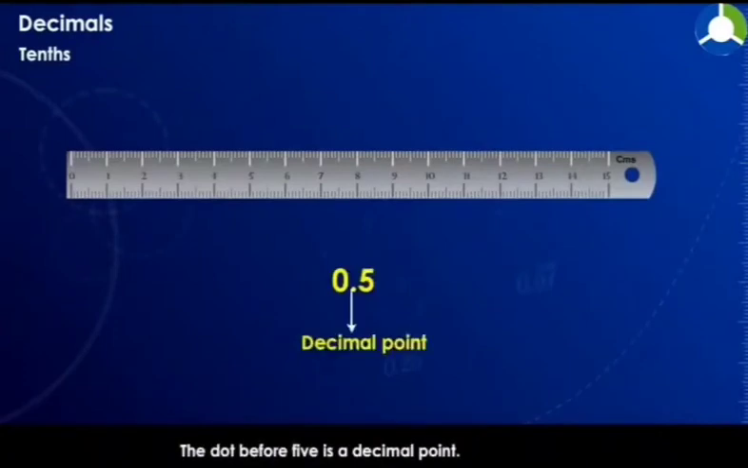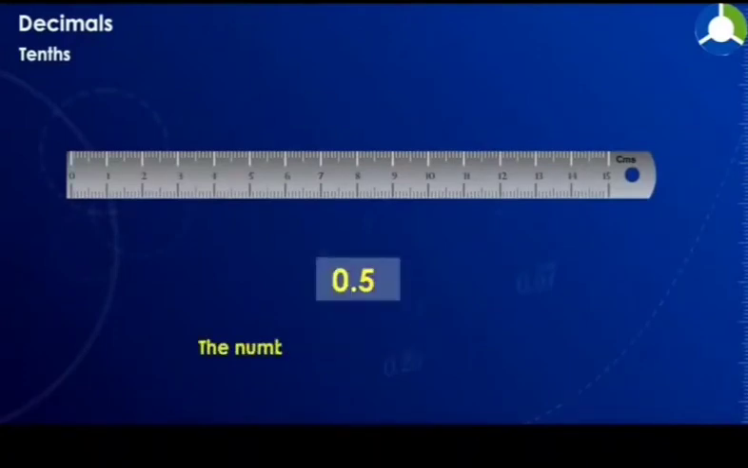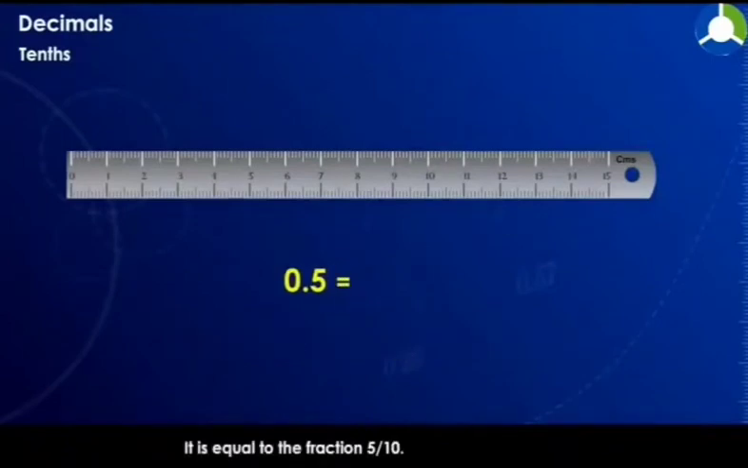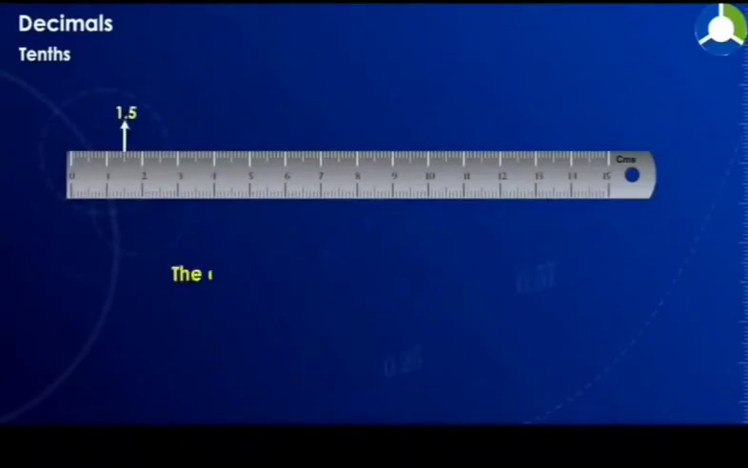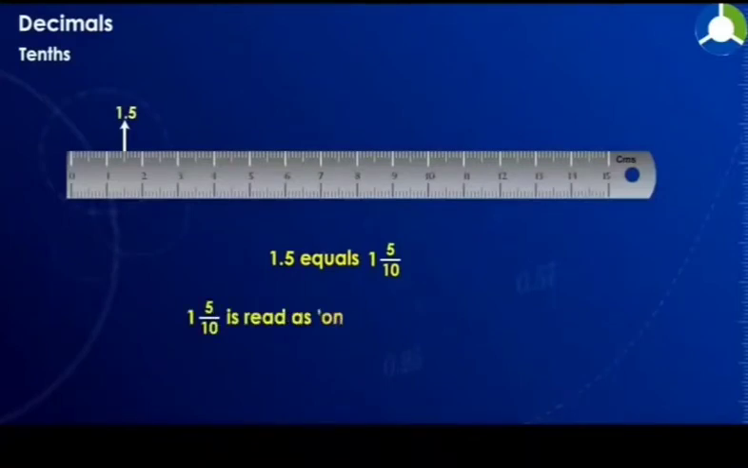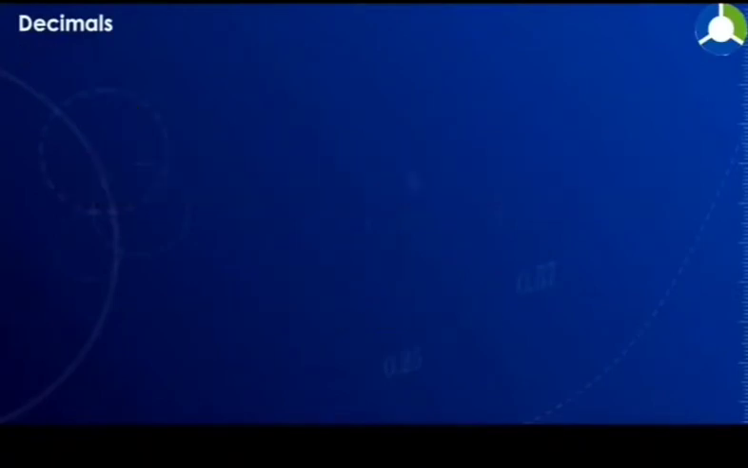The dot before 5 is a decimal point. The number 0.5 is called a decimal. It is equal to the fraction 5/10. The decimal 1.5 is read as one point five. 1.5 equals 1 and 5/10. 1 and 5/10 is read as one and five tenths.